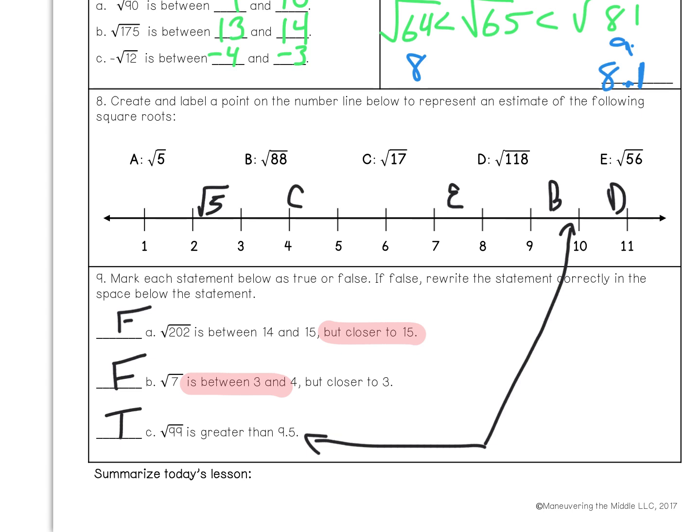So are there any questions about how we estimate? We pick one below, we pick one above, and we look at where it's closer. That's really all we do. Yeah, it's closer to 169. I'm sorry, say it again. No, I was thinking of 13 and 15. Oh, okay. Okay.